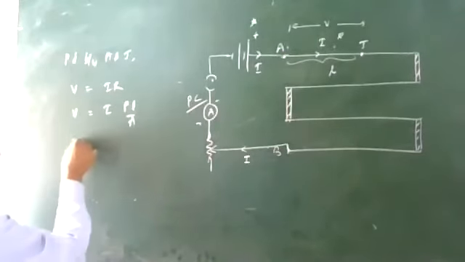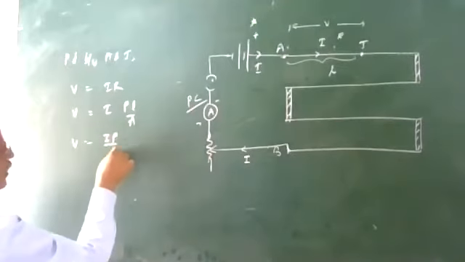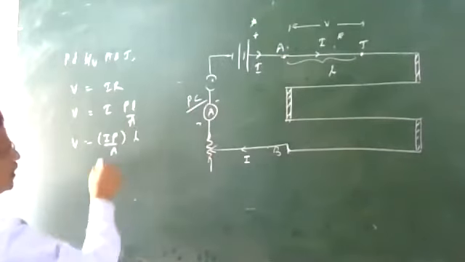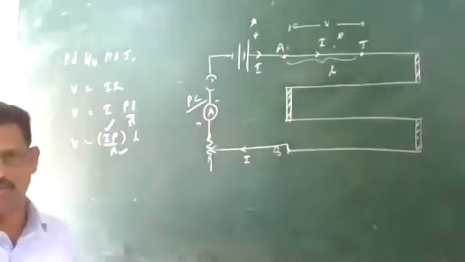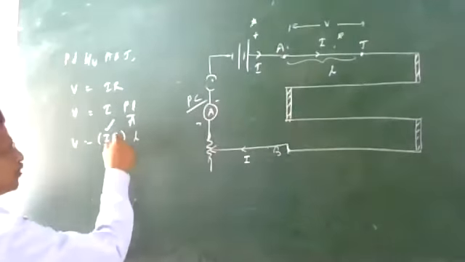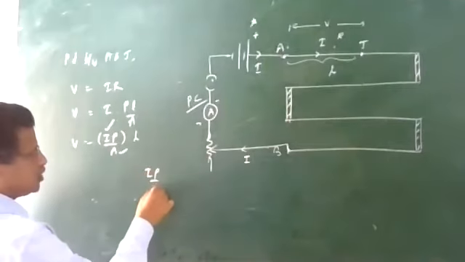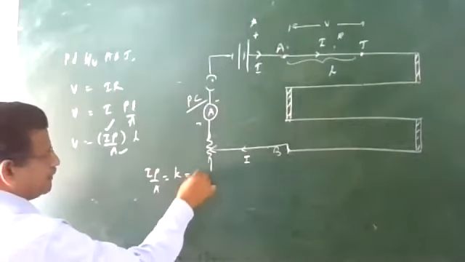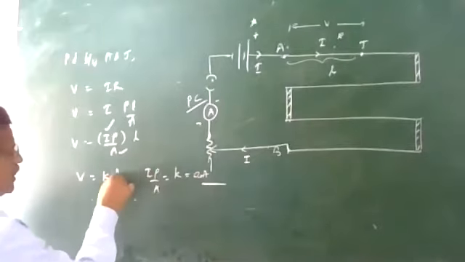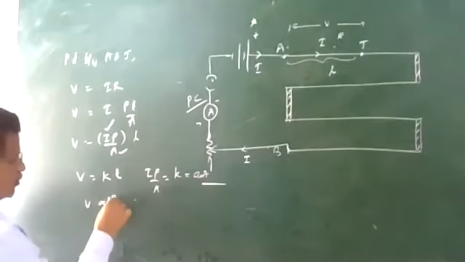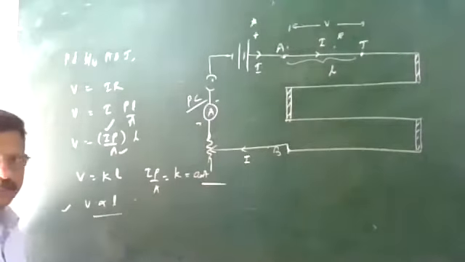So in this case, V equals I rho L by A. A constant current is flowing through the potentiometer wire of uniform area of cross section. So I rho by A equals a constant K. So V is equal to KL, or V is proportional to L. This is the principle of potentiometer.